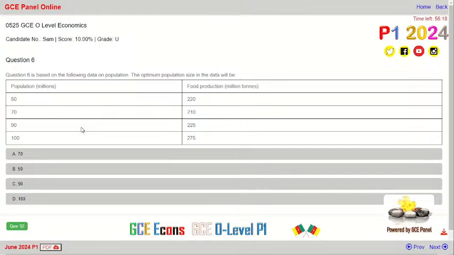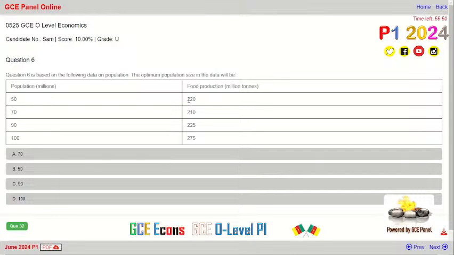Question 6 is based on the following data on population. So what is the optimum population size? Here we have the population and we have food production. The optimum population size is going to be where we have the highest value of the quotient of food production and population. So this is what we're going to do.